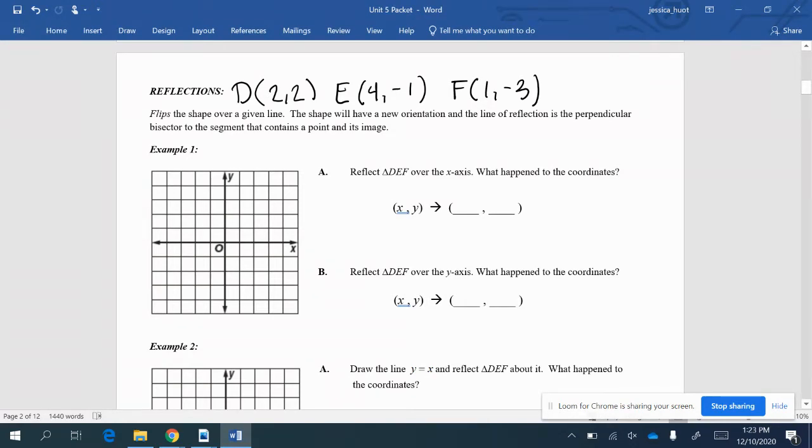So let me go ahead and graph triangle DEF. D, E, there's DEF. So on my paper, and I would like everybody to do the same, you should always write out your original coordinates and then your new coordinates. So D was at 2, 2, E at 4, negative 1, and F at 1, negative 3.